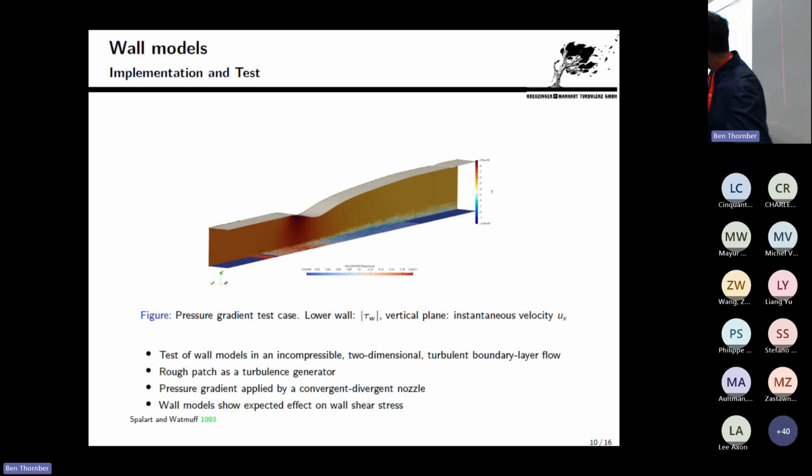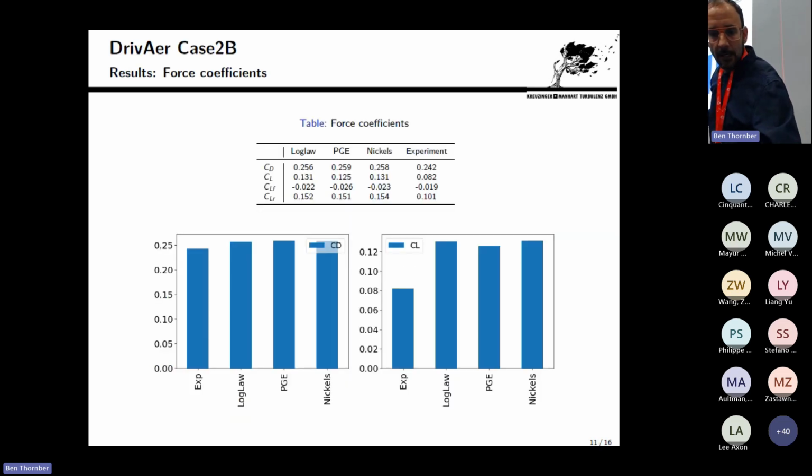We implemented it, we tested it on a 2D turbulent case with an induced pressure gradient, and we compared to the equilibrium wall model, and we see the expected changes. We saw that in the adverse pressure gradient, the wall friction is increased. It's more strongly increased with the PGE compared to the Nichols. So we tried to check that everything is correct. And when we apply it to the DrivAer case, we see more or less negligible or no effect on drag and lift. I would say it's within statistical noise.